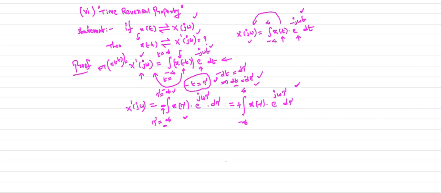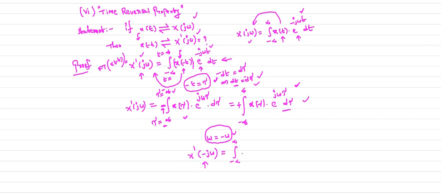e power j omega tau is there. For that, I replace omega by minus omega on both sides of the equation. So what I can get is x dash of minus j omega equal to integral from minus infinity to plus infinity. So this is not in the standard form. In the standard form we have e power minus j omega tau. So to bring this equation into the standard form, I just replace omega by minus omega on both sides, so that the left hand side is x dash of j omega. Therefore it is x dash of minus j omega.